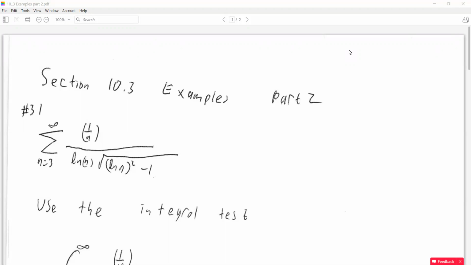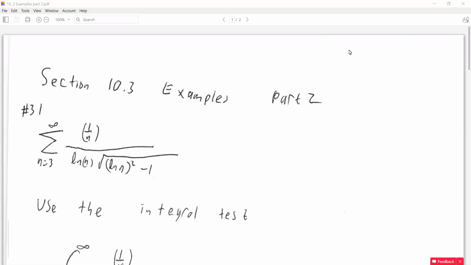Hopefully the first PDF helped you a little bit, but I wanted to do a couple of them that are related to your homework here, just to show you how we can apply the integral test and when to apply the integral test. These are actually both odd numbered questions from the assignment, so they might look familiar if you've already done it. First one is number 31.